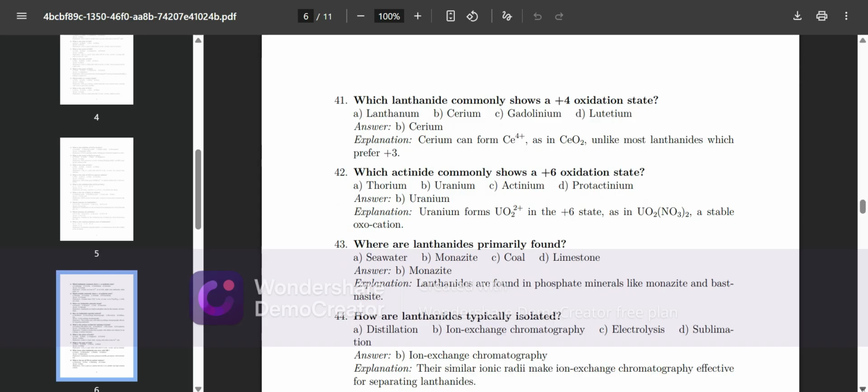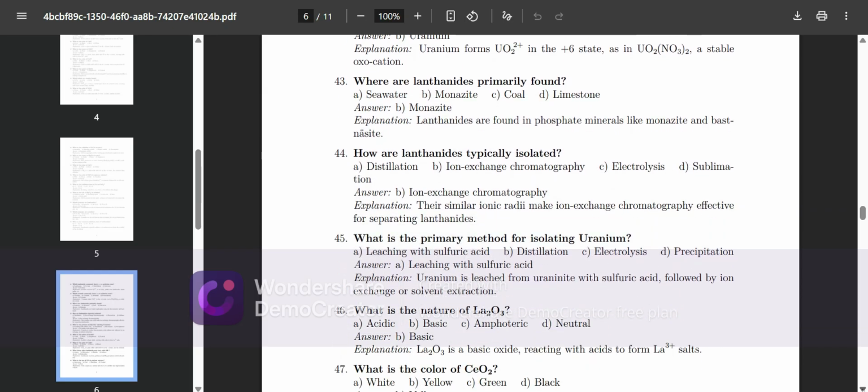can form cerium 4+, as in CeO2. Unlike cerium, other lanthanides prefer +3, while actinides commonly show a +6 oxidation state. Uranium forms UO2 2+ in the +6 state, as in UO2(NO3)2, a stable oxo cation. Where are lanthanides primarily found? Monazite. Lanthanides are found in phosphate minerals like monazite and bastnasite.